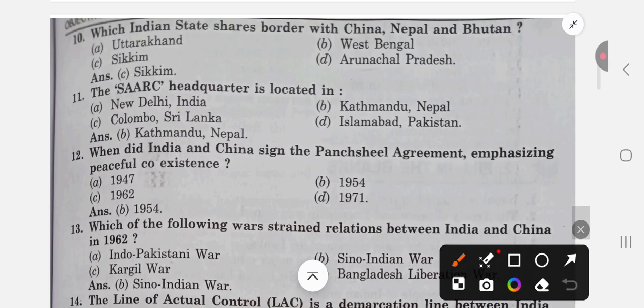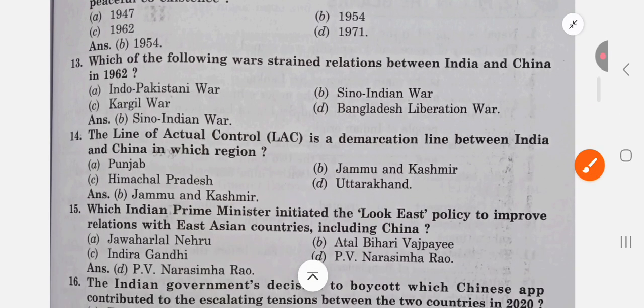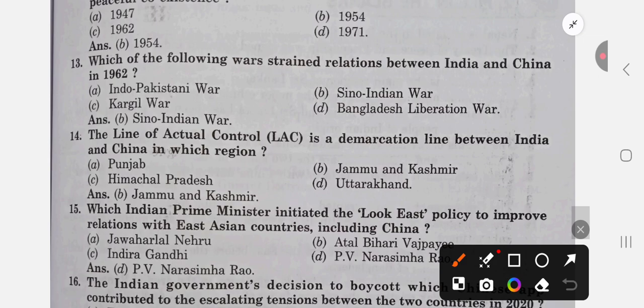Which Indian state shares a border with China, Nepal, and Bhutan? Sikkim. The SAARC headquarters is located in which country? It is in Kathmandu, Nepal. So let us check the answer. Yes, it is B. When did India and China sign the Panchsheel Agreement, emphasizing peaceful coexistence? It was in 1954. So keep in mind. Which of the following wars strained relationships between India and China in 1962? It was the Sino-Indian War. B.